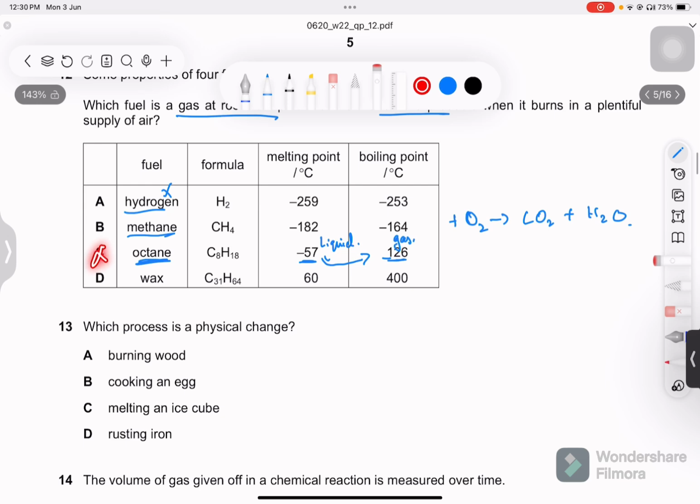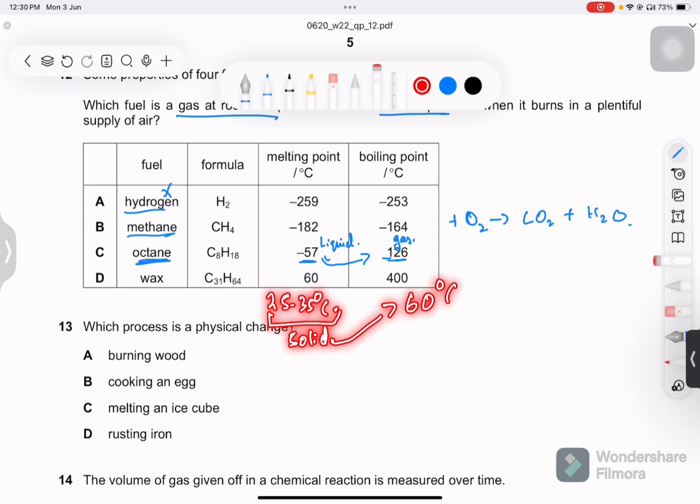So incorrect. Wax is the same. It is an organic compound, but the thing is, it is 60. The 60 is the melting point. So the room temperature is 25 to 35, if we suppose. Then at this state, what is it? It is a solid because when we reach 60, we reach the melting point, which is solid into liquid. So option B is correct.